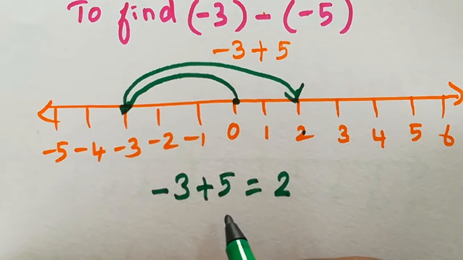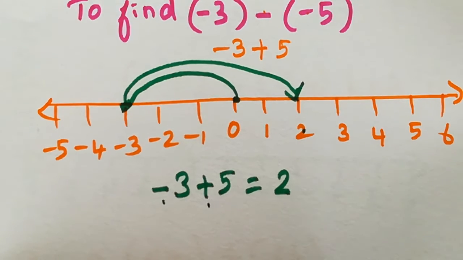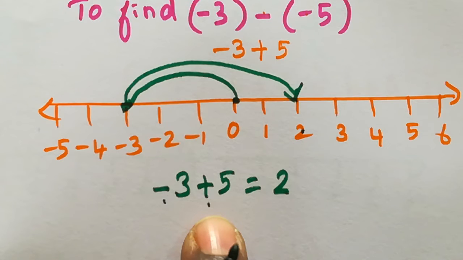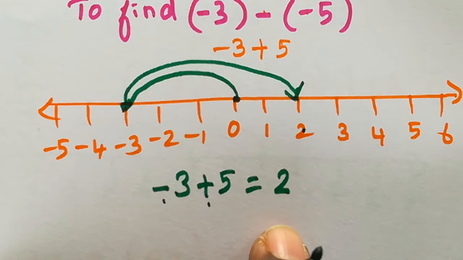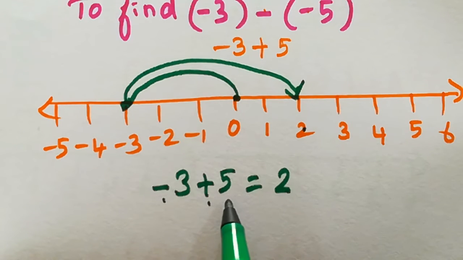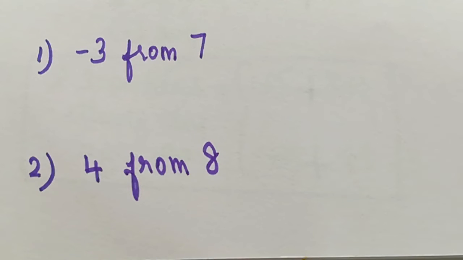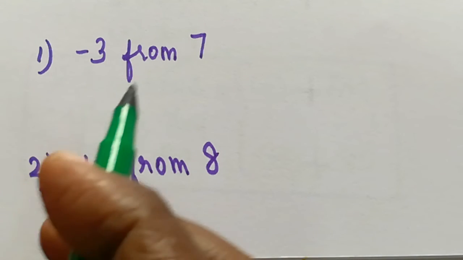As I said already, when we add two different sign integers, that is a negative and a positive integer, we'll do subtraction and we will put the greater number's sign, isn't it? Here, which is the greater number? 5. So what's the sign here? Plus. So we got the answer as 2. Are you clear, children? So let us see some other examples without using the number line.